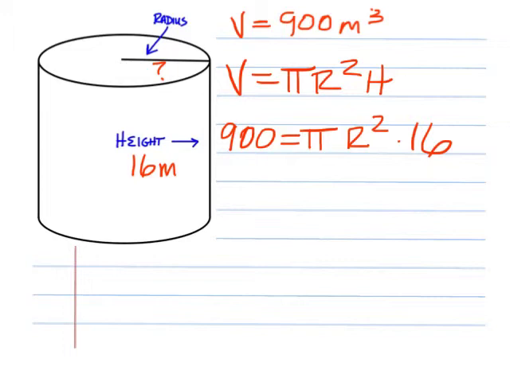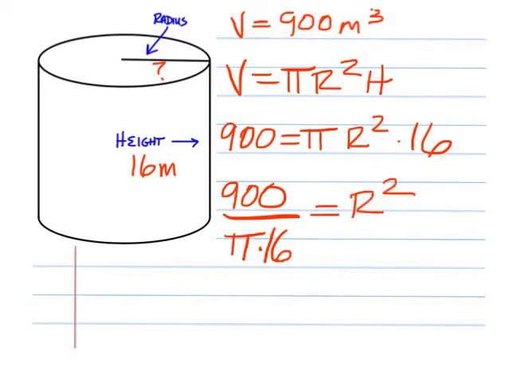Again, what you have to do to get a variable by itself is divide the left side by everything that is with that variable. So it would be 900 divided by pi times 16. And that should be equal to R squared. The only difference now is that you must do another step after this, since you have a square.